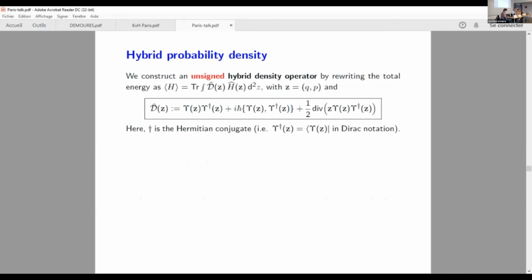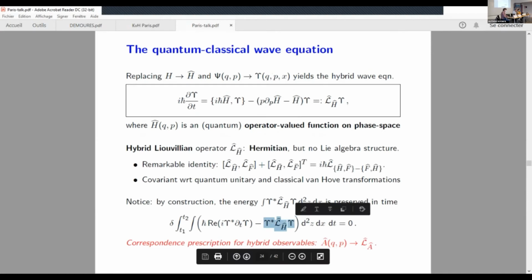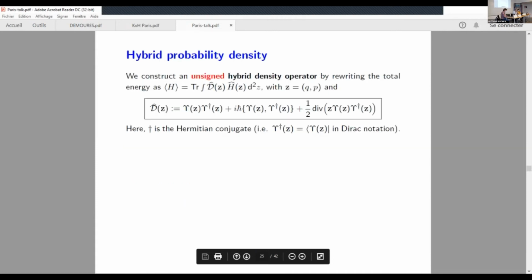So how do we actually construct, out of this wave function that we have constructed, the quantum classical hybrid density operator? Well, all you do is integrate by parts the expression of the Hamiltonian that comes from the variational principle. So we can integrate by parts, and we get this operator here. And this is how this hybrid quantum classical operator is defined. Notice that this is an unsigned operator.